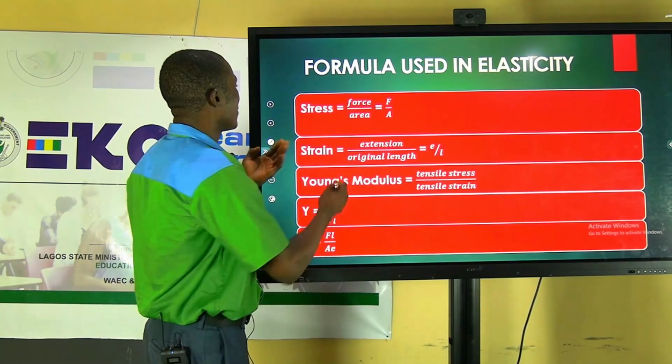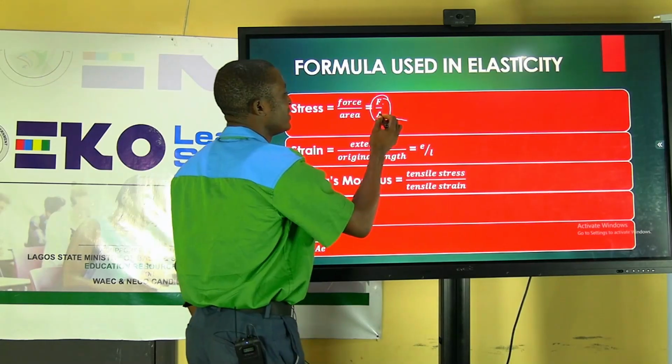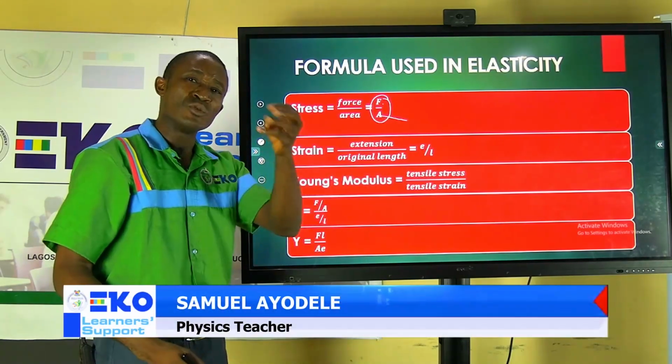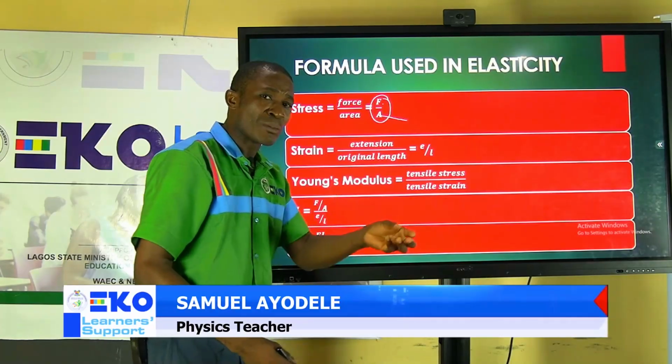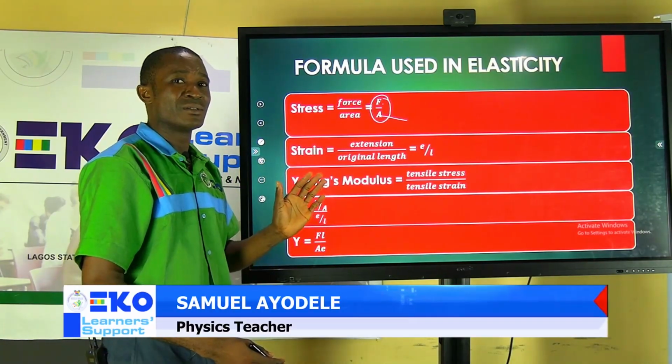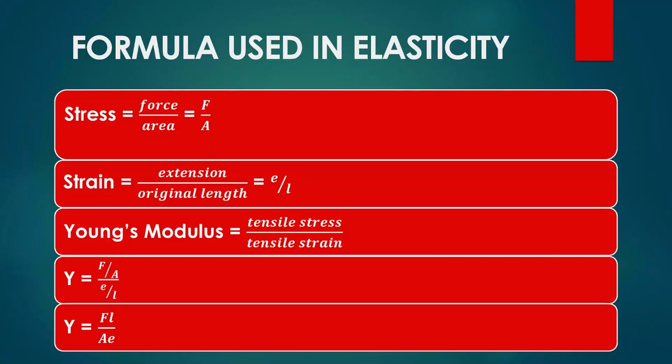The other part of the formula we are going to make use of is stress, strain, and Young's modulus. For stress, force over area. Now take note, this area might not be given to you. It might take you some calculation to get the area. Good. So strain. Strain is extension over original length.